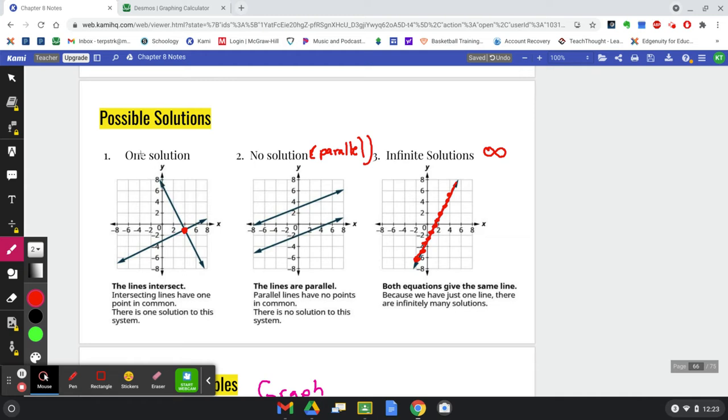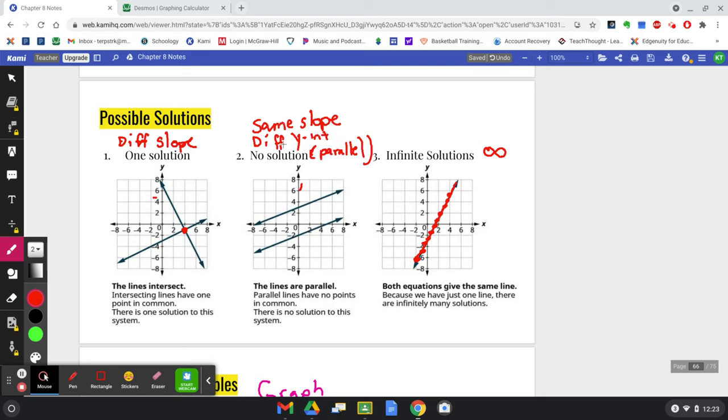In order to have one solution, your equations have to have different slopes. If your equations have different slopes, they are guaranteed to intersect at some point. The only way to have no solution is when they have the same slope, meaning they're increasing or decreasing at the same rate, so they'll never intersect, but they have to have different y-intercepts.